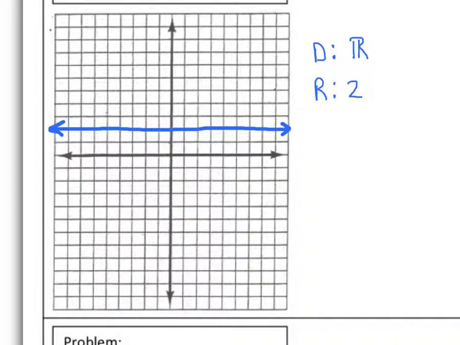2 is the range. The only y value that's acceptable here is 2. If I went through and plotted any points on that line, my y coordinate would have to be 2. Okay? So therefore our range is just 2. Questions there?